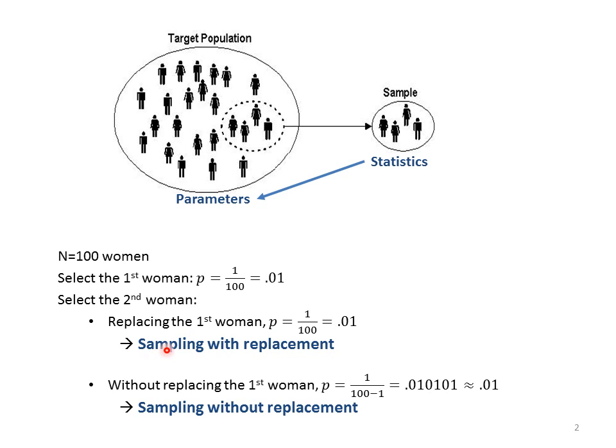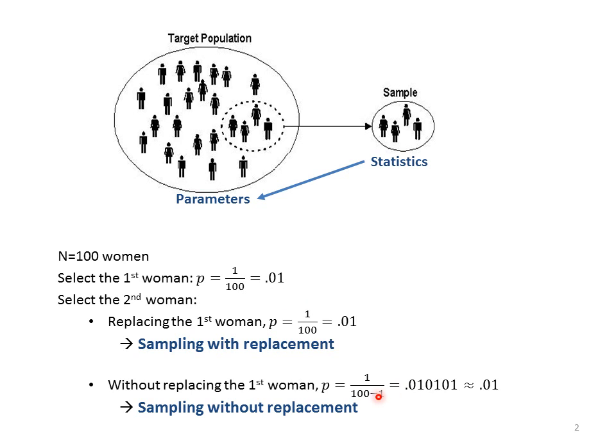In sampling with replacement, for each selection, the probability will be the same, 0.01. But in sampling without replacement, for the first selection, the probability is 0.01. And the second selection is 0.010101, which is actually a little bit larger than the first probability.